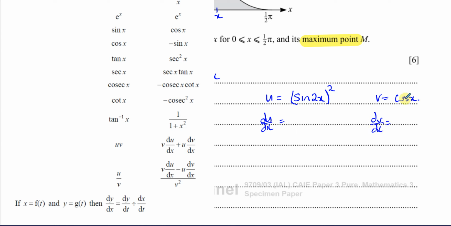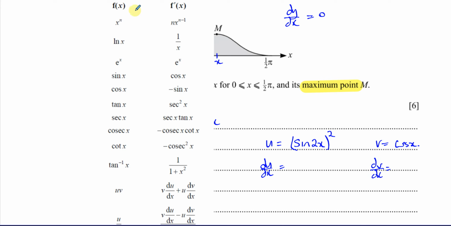So let's start with dv/dx first. dv/dx is the easy one. In Cambridge, for sine and cosine x, the differentials are given. So we know that if your function is cosine x, the differential of that is minus sine x. This is f of x, and this is f dash of x. So we're going to use this. This becomes minus sine x.